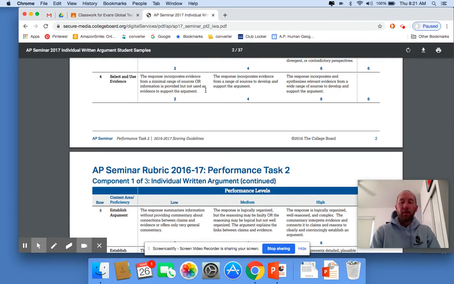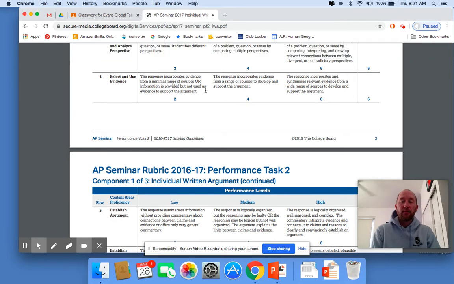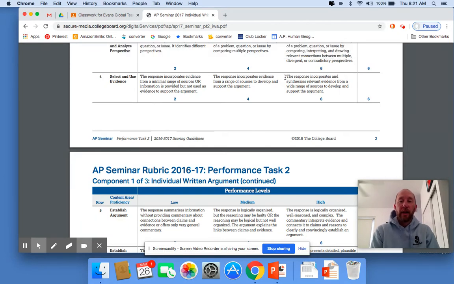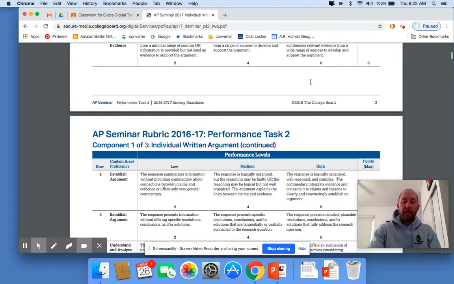Row four, the response incorporates and synthesizes relevant evidence from a wide range of sources to develop and support the argument. This again is why I'm suggesting we use at least 3 academic sources. We can use normal news sources, but let's try to include at least 3 peer-reviewed sources. If you're using source 3 from the stimulus material, that counts as one of these academic sources.